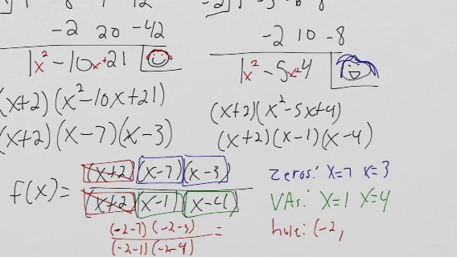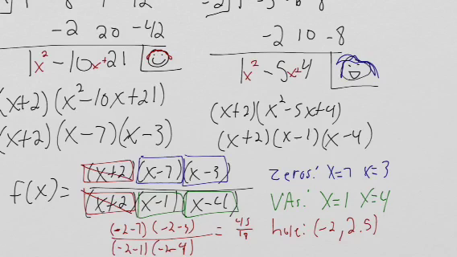Okay, so then what does that end up being? It's negative 9 times negative 5, which is 45, and then we get negative 3 times negative 6, which is 18. So 45 18ths, if you do that in a calculator, is going to be 2.5. So our hole is at negative 2.5.